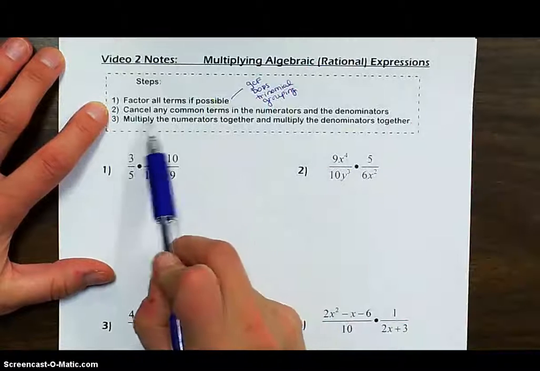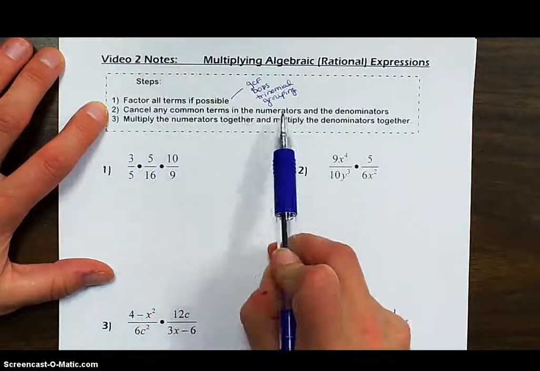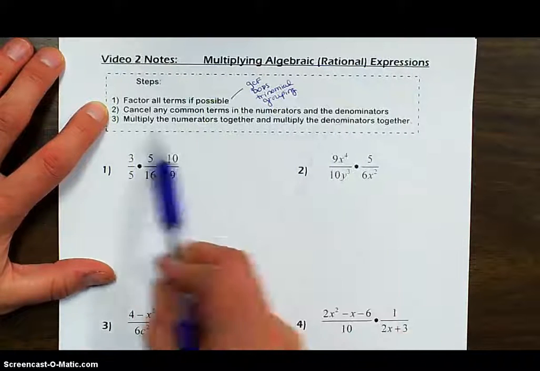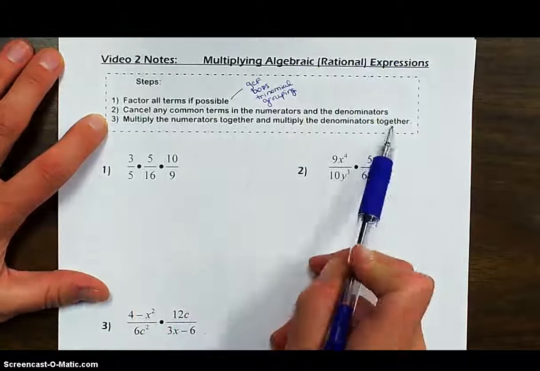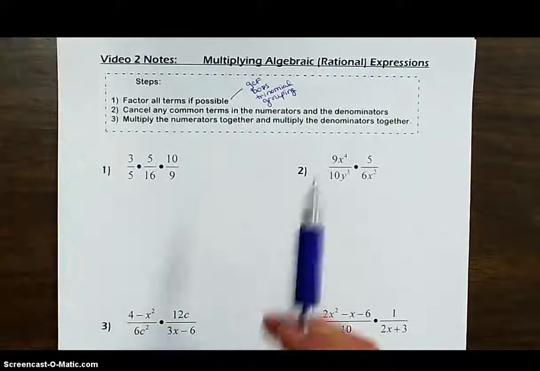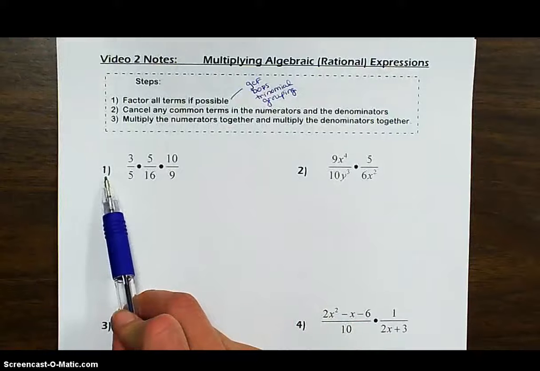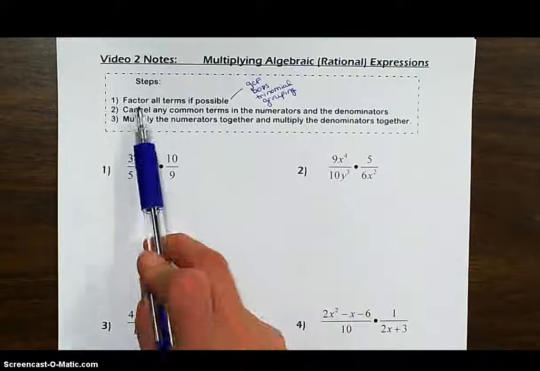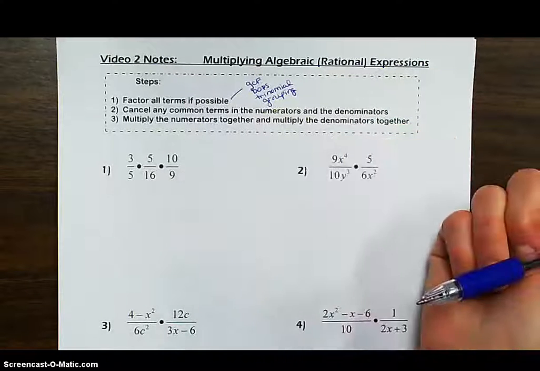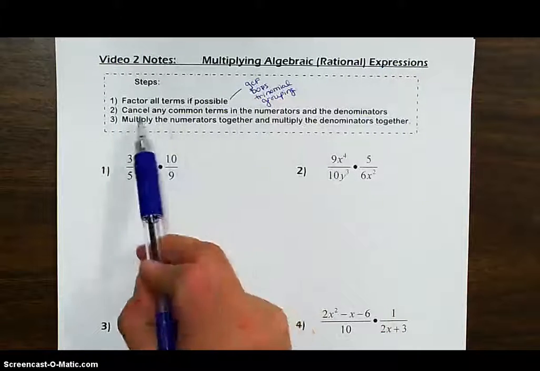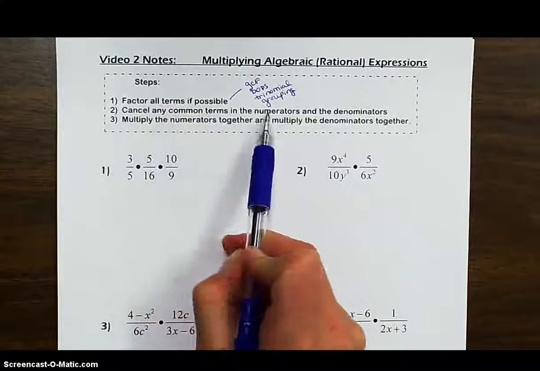All right, cancel any common terms in the numerator and the denominators, and then multiply all the numerators together and multiply all the denominators together. So let's go ahead and take a look at our first one. So number 1, well, first thing we have to do is factor. Can I factor anything? Nope, these are all just monomials. So next, we're going to cancel any terms in the numerator and the denominator.